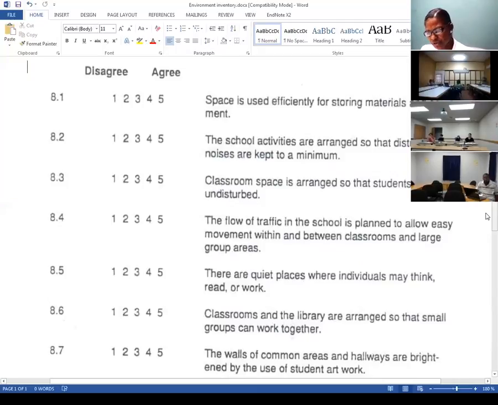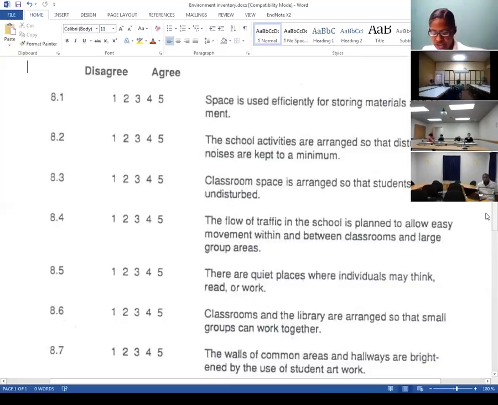So even for question 1, where it says space is used efficiently for storing materials and equipment, the fact that that question is posed there, if that's the way it is at your school, agree or disagree, it is suggesting that this is something that needs to be accommodated. So if it's not happening, then at some point, where we can get our voices heard, we need to be an advocate for that change to occur.